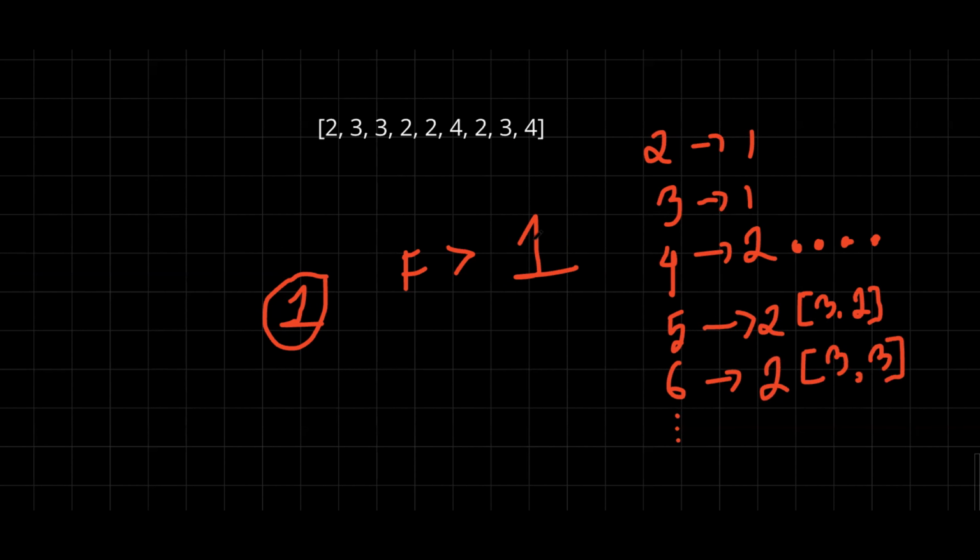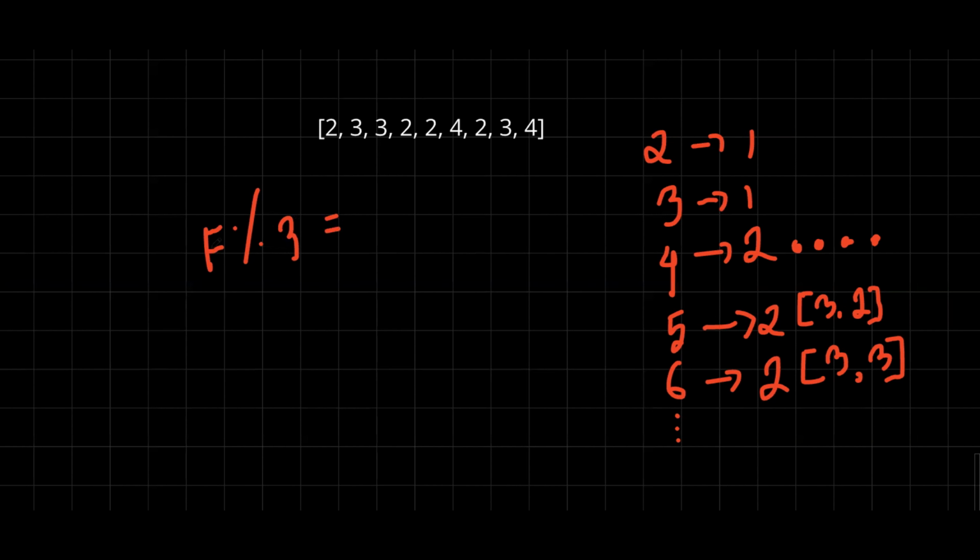But unfortunately, if any of the elements has frequency 1, it is not possible for our algorithm to make the array empty. So now, let's try to understand what is the minimum number of operations. Here, for each of the elements, we have to calculate their frequency, and we have to divide the frequency by 3. Or we can say that we can calculate the modulus of the corresponding frequency and 3.